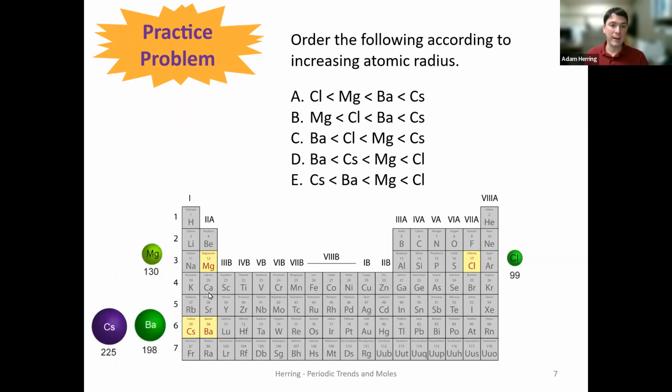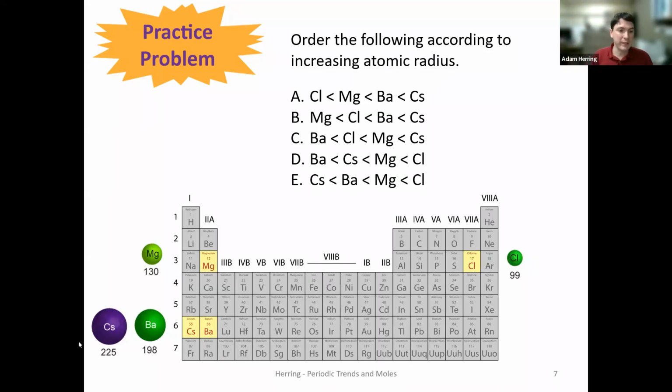So we know that elements that are in the same row, going from left to right, have a trend. That is that they get smaller as we go from left to right because we're increasing the number of protons. We also know that elements in the same column, in the same family, are larger as you go down because we're increasing the number of shells. You can kind of think of it like adding layers on. If you're just wearing a t-shirt, then you add a sweater, then you've gotten larger. And as you add a coat on top of that, then you've gotten larger yet again.